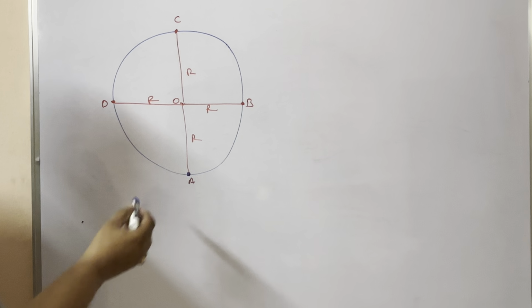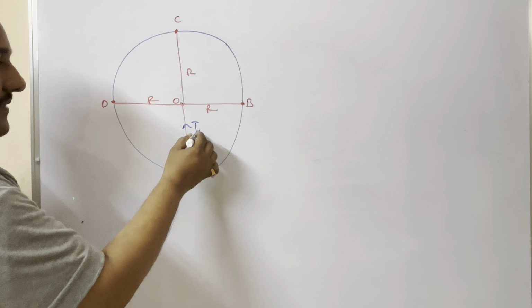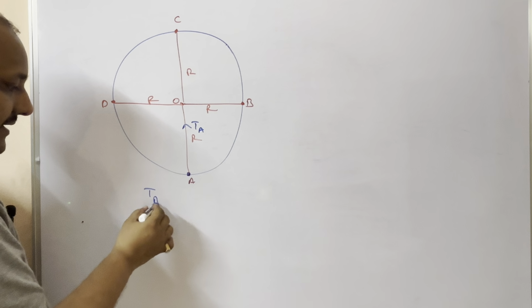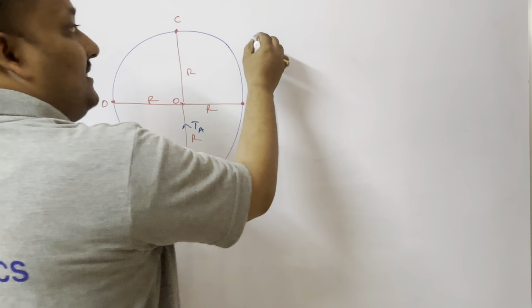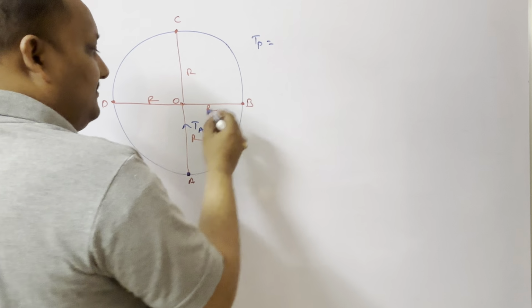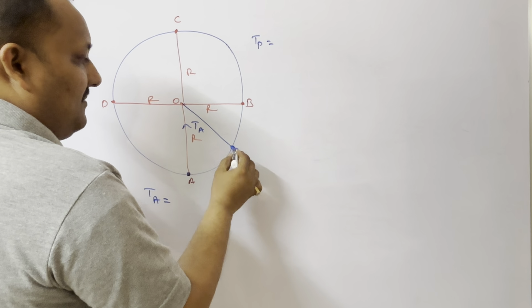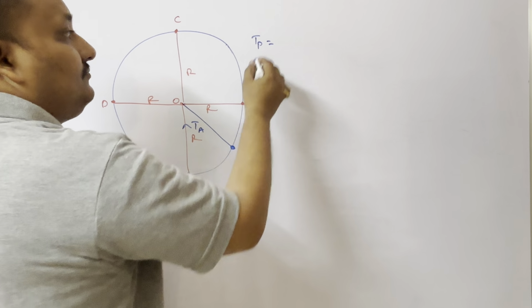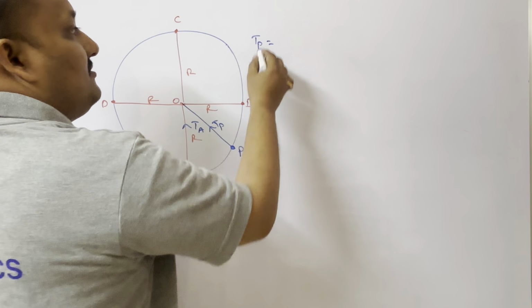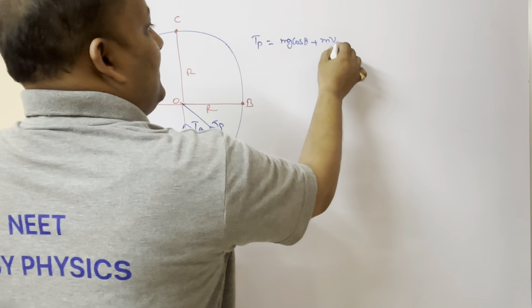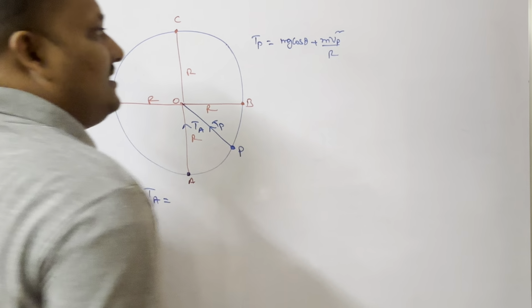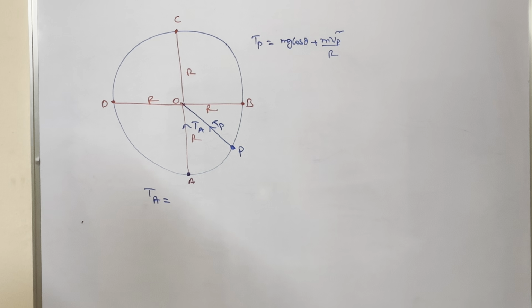Now what is the tensional force at A? TA is going to be, we have already given the formula for that. Tensional force at any point: what is that formula? At any point P, TP is going to be mg cos theta plus m times the velocity at that point squared by r. That is the tensional force at any point.